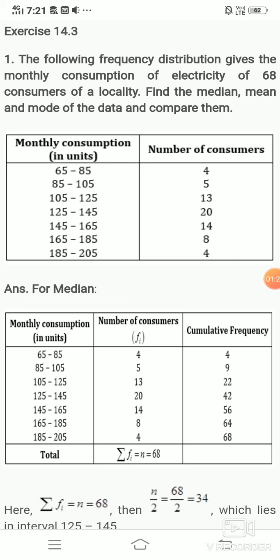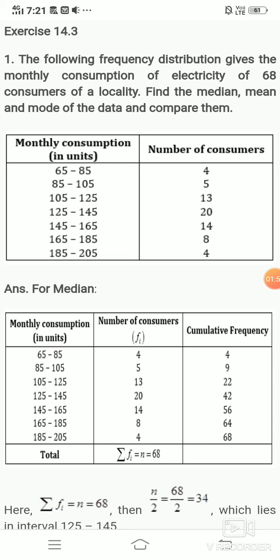So for that the table is given, with monthly consumption and number of consumers. Here the question asks for median, mean and mode, so you can find all three things. First, the median. For the cumulative frequency, just write the xi value and fi value, and add the next value.